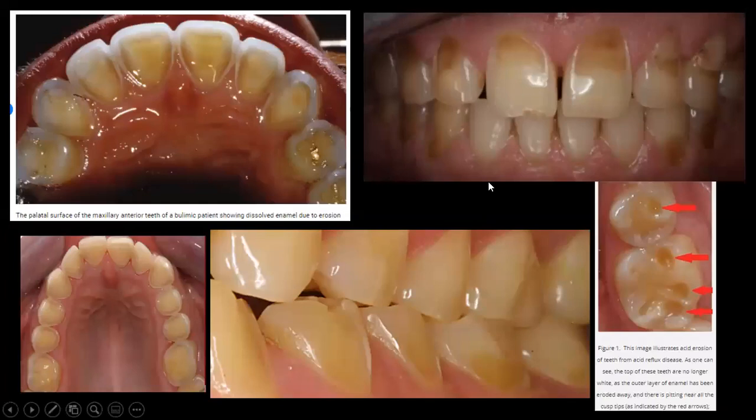So here are images of erosion. Here you can see erosion on the lingual surface of the maxillary anterior teeth in a bulimic patient. Here, erosion on the labial surface. On the labial, on the buccal surface, an erosive lesion. Here you can see erosion on the occlusal surface in a patient having gastroesophageal reflux disease.